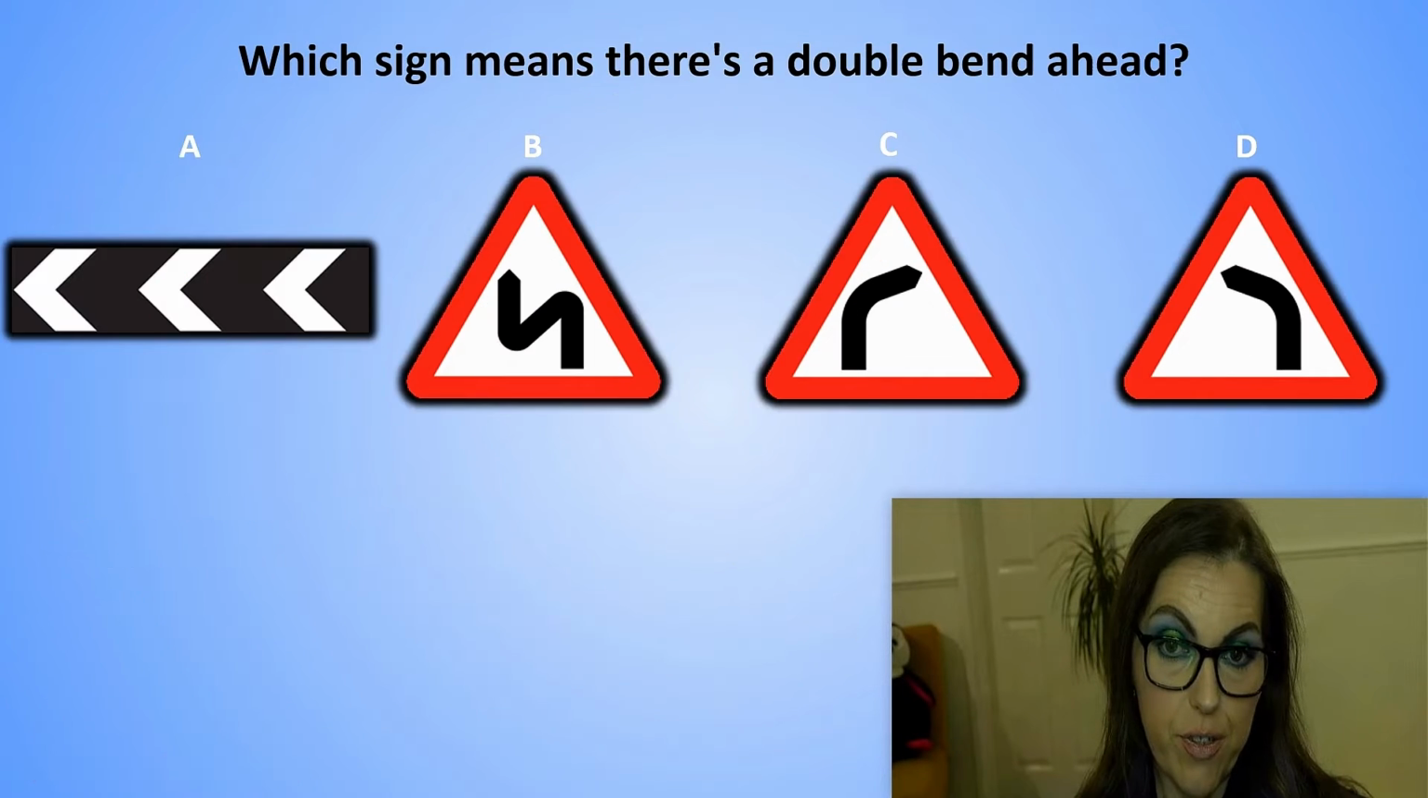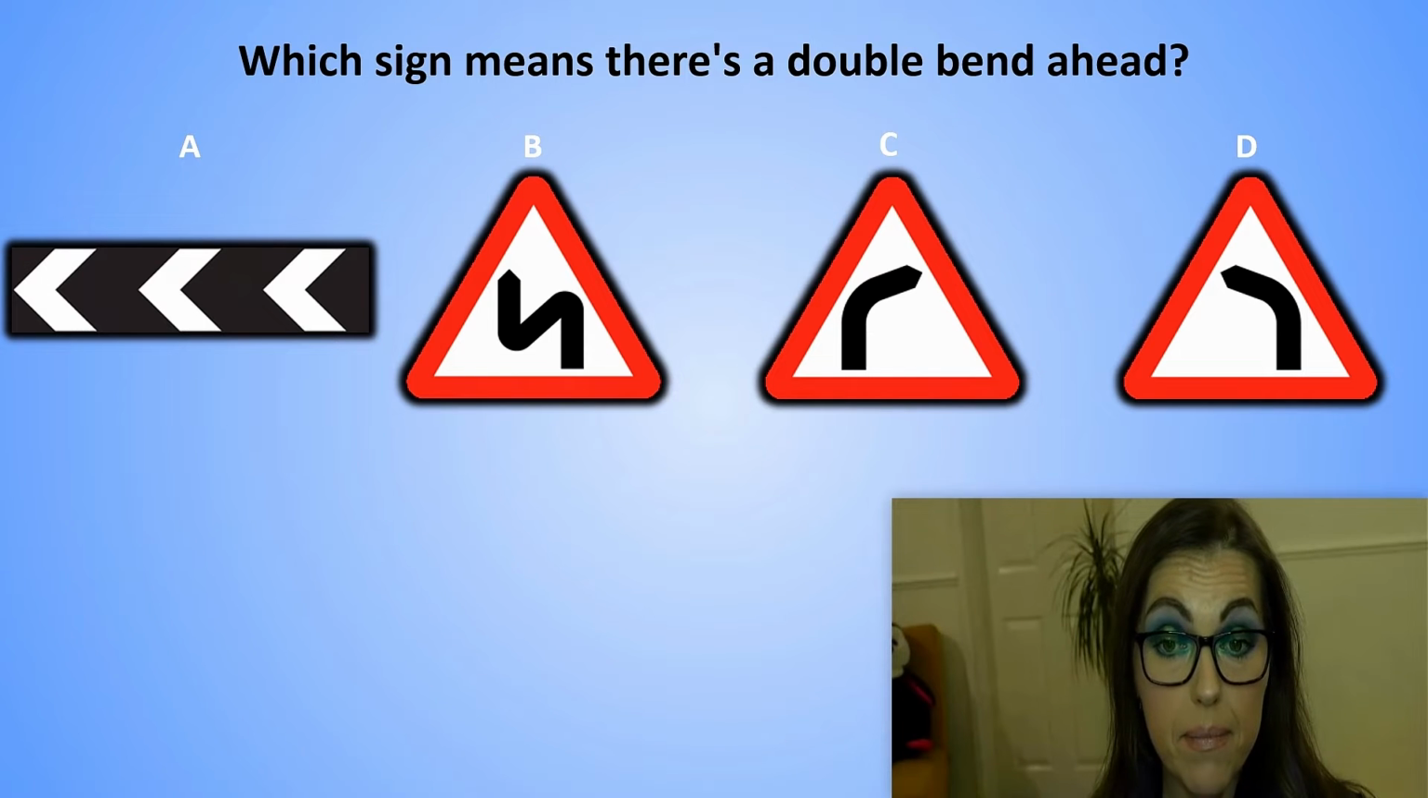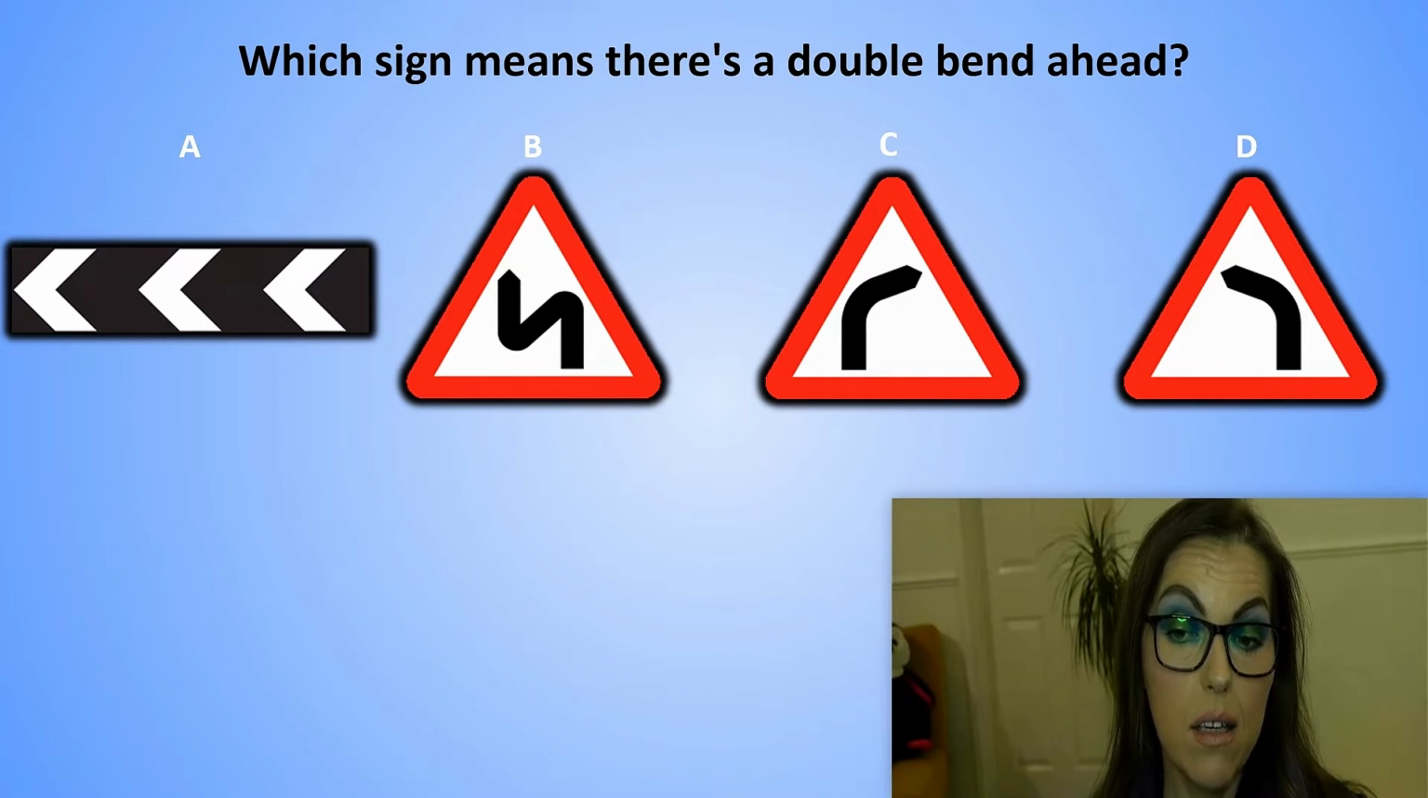Next question. Which sign means there is a double bend ahead? Sign A, sign B, sign C, or sign D?